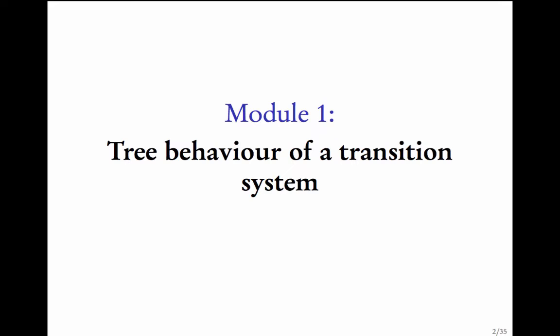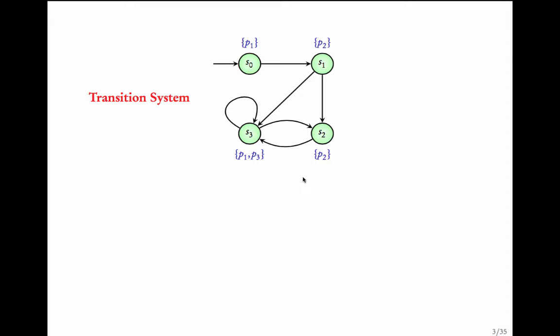The first task will be to look at a tree behavior of a transition system. This will be explained in this module. Consider this transition system. These are the states and these are the atomic propositions which are labeled in each state.